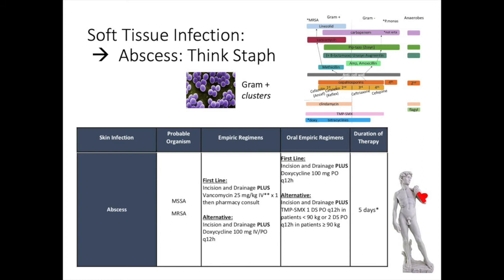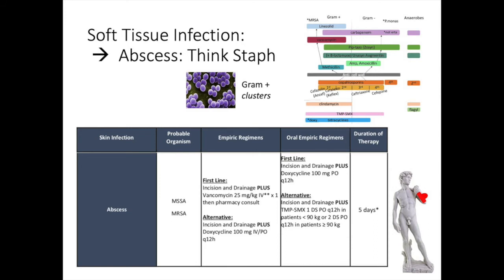First line, we're going to do the incision and drainage. But if we want to have an IV antibiotic added on with that, the first go-to generally is going to be vancomycin, also generally along with our pharmacy consult to help with that risk of kidney injury that comes with that. Or if we want to have a PO antibiotic that we can give by mouth, we can do the incision and drainage with doxycycline. Doxycycline, we can do PO. It also does come IV, so it is an option that you can do for that.